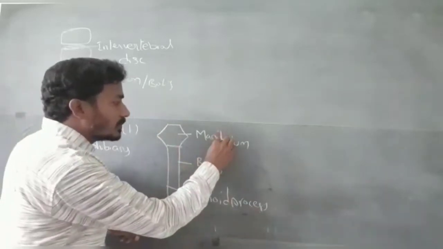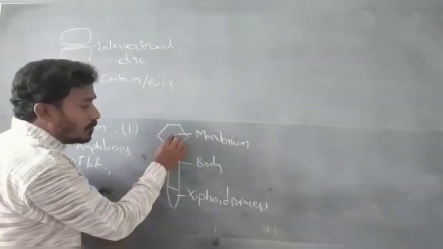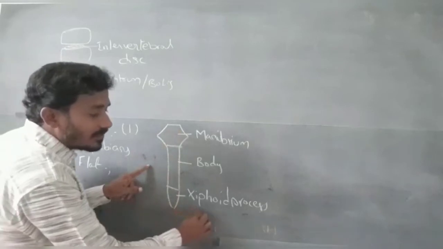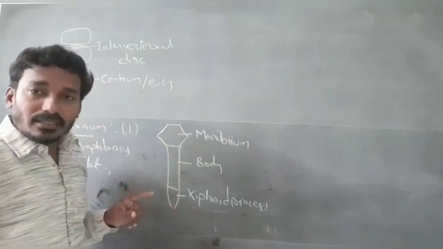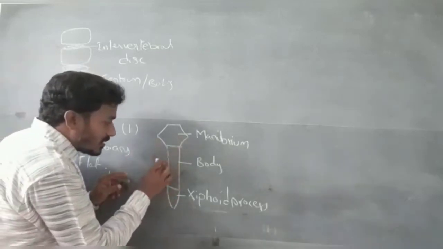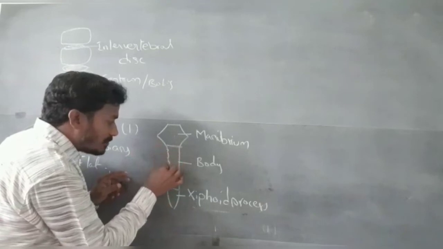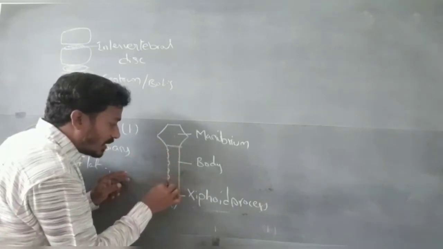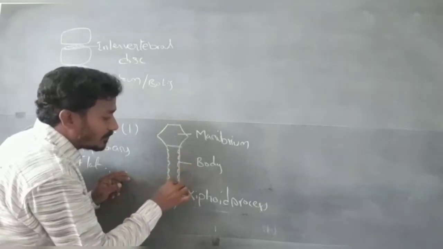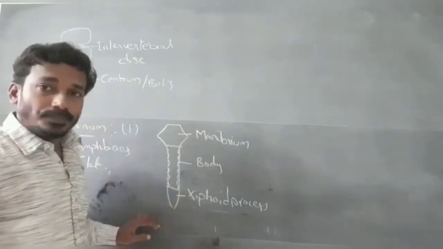Manubrium, the anterior part of the sternum, is the manubrium. Body, the middle part, is the body, and the posterior part is the xiphoid process. It has notches. These notches help for the attachment of ribs. This is the sternum.